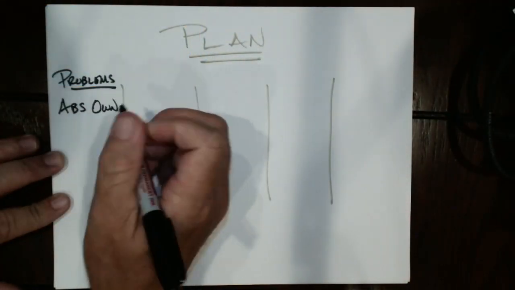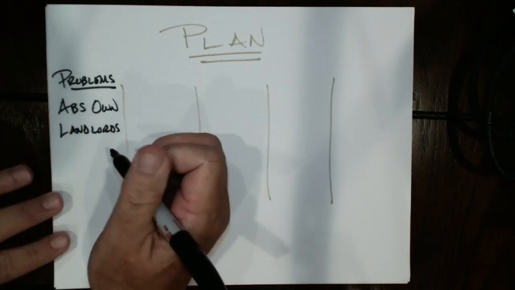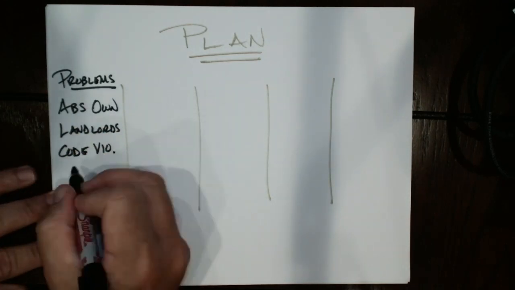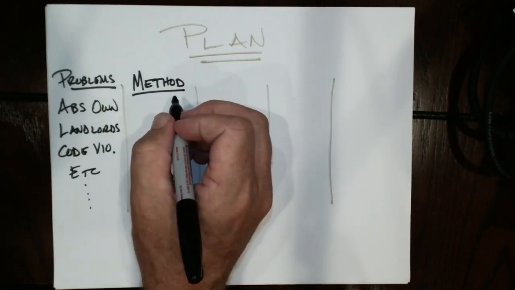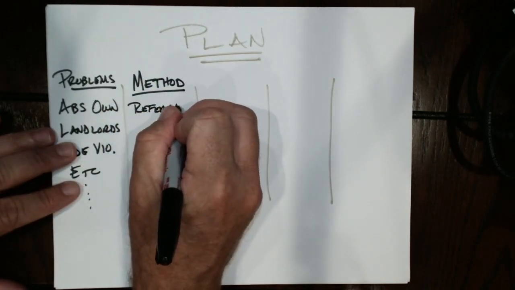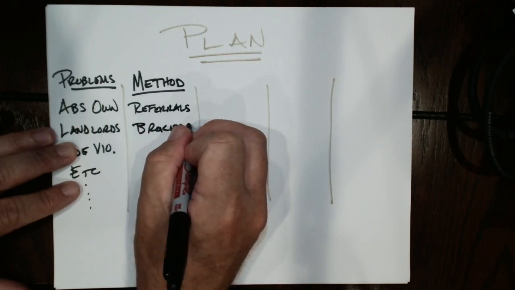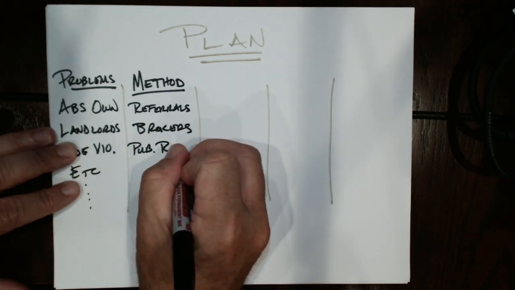So, which lead generation strategy is the best? Well, the answer is the one you'll actually do and do consistently. So here's what to do. 1, write down what seller problems you're going to look for. You're going to look for absentee owners, frustrated landlords, code violations. I gave you a bunch of those ideas earlier. Number 2, write down the method that you're going to use to access these motivated sellers. You're going to access them through referrals, through the people that you know, or list brokers, or public records.